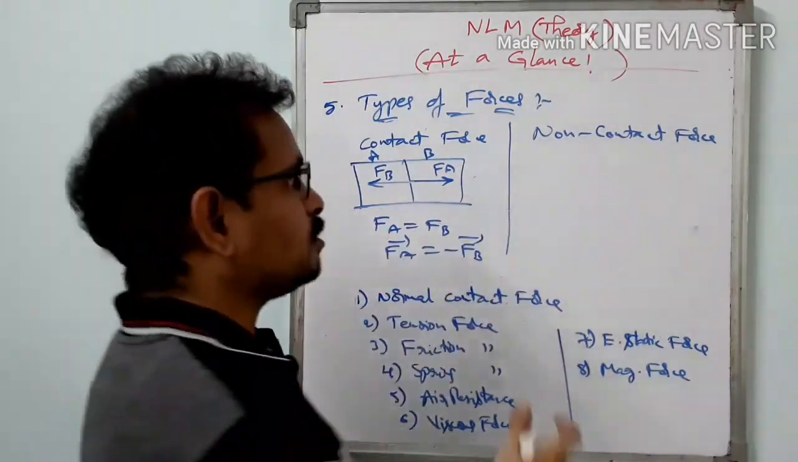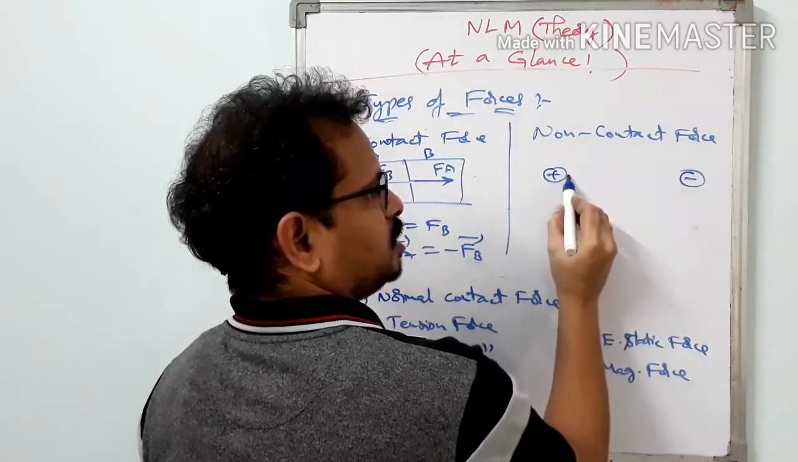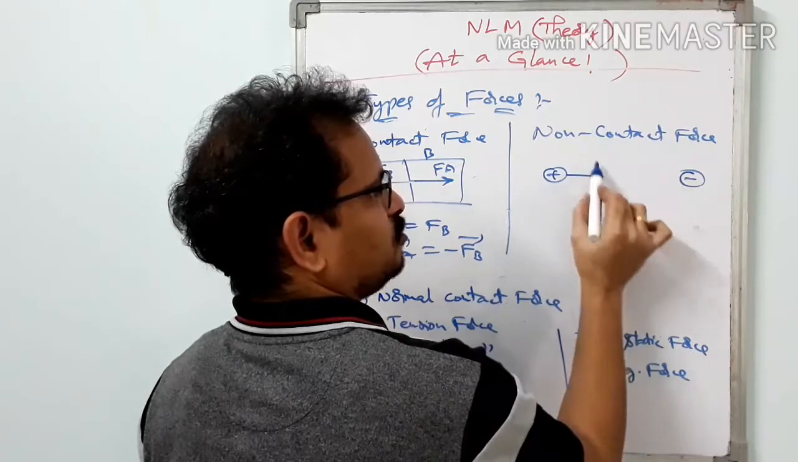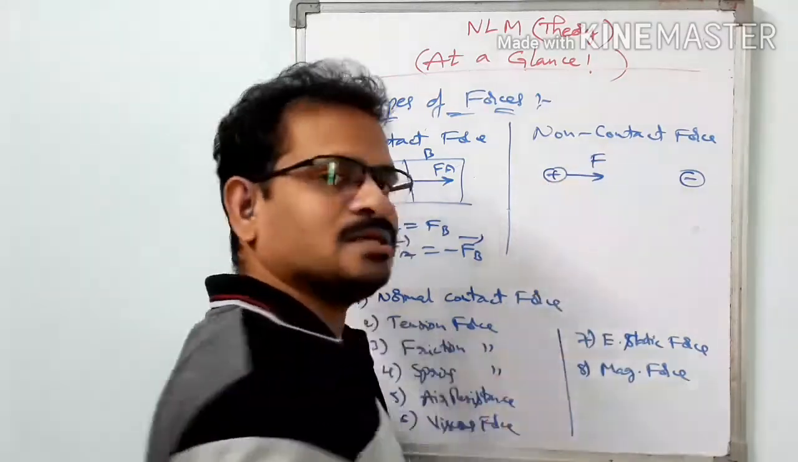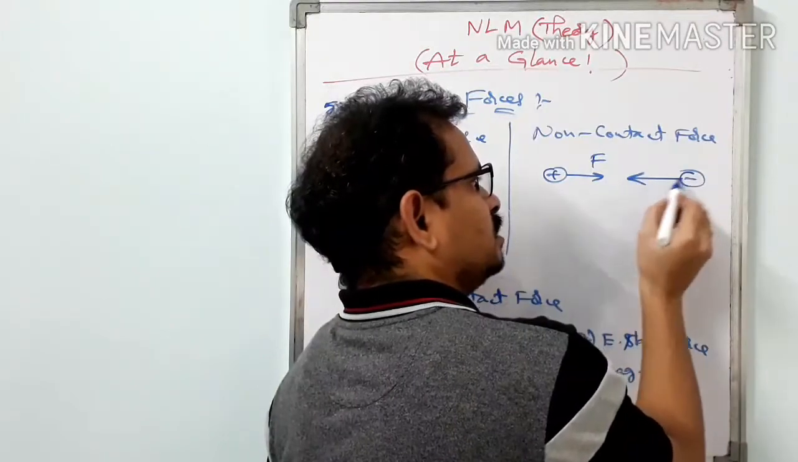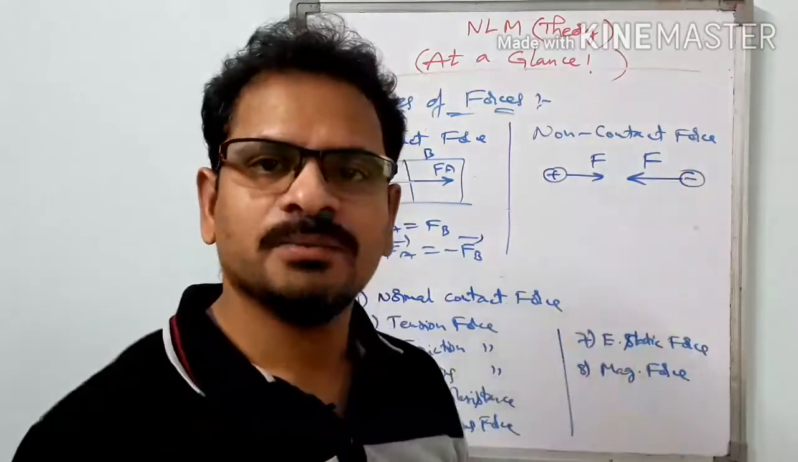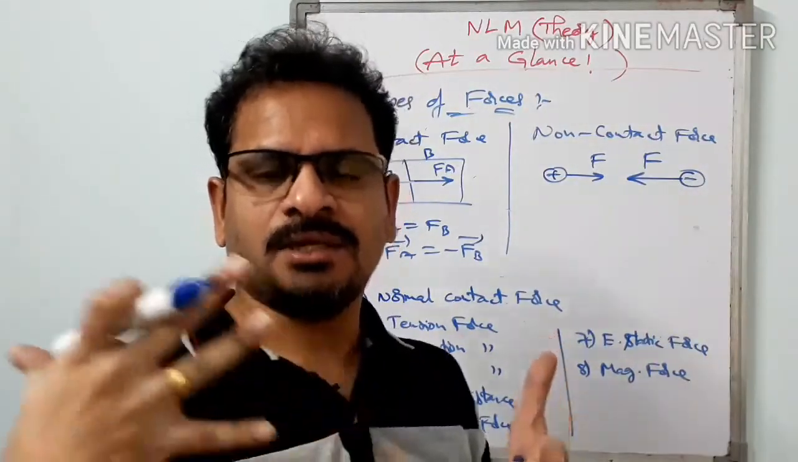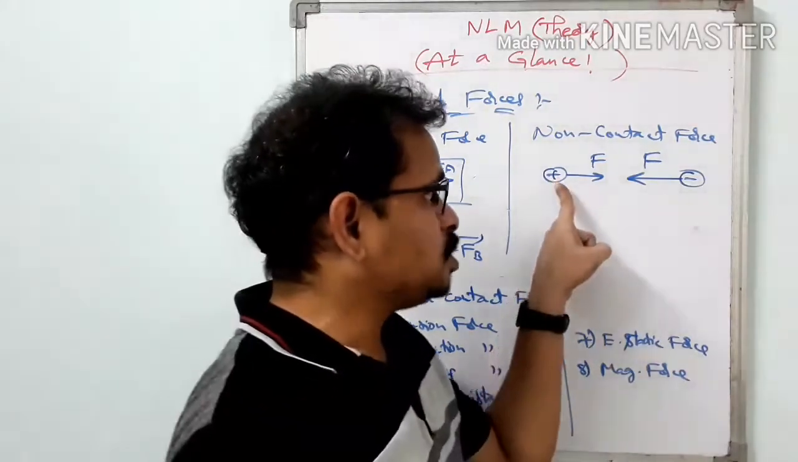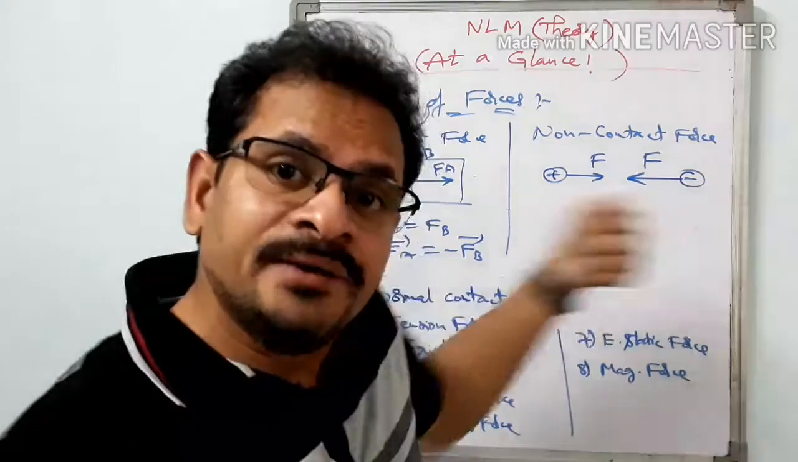And what about non-contact force? Suppose you consider a positive charge here and a negative charge here. This positive charge is attracted towards the negative charge by some force F. This positive charge also obeys Newton's third law and pulls this negative charge with the same amount of force. For every action, there is an equal and opposite reaction. Whether it is a contact force or non-contact force, Newton's third law is obeyed. If the positive charge is pulled by the negative charge, the positive charge also will pull the negative charge towards itself.